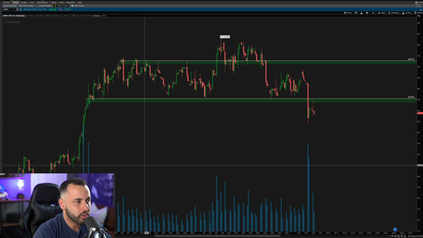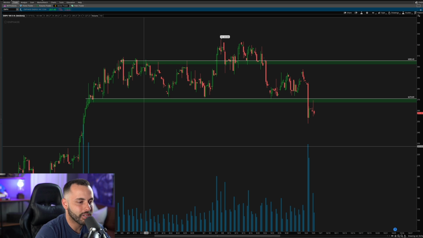So on your screen, you are looking at the 4-hour chart on ENPH, and we can see that over the last just about 2 to 3 months, ENPH has been trading sideways. We've been trading in between a 270 and a 305 area, up to around 320 at one point, but it's been a pretty defined channel here on ENPH.